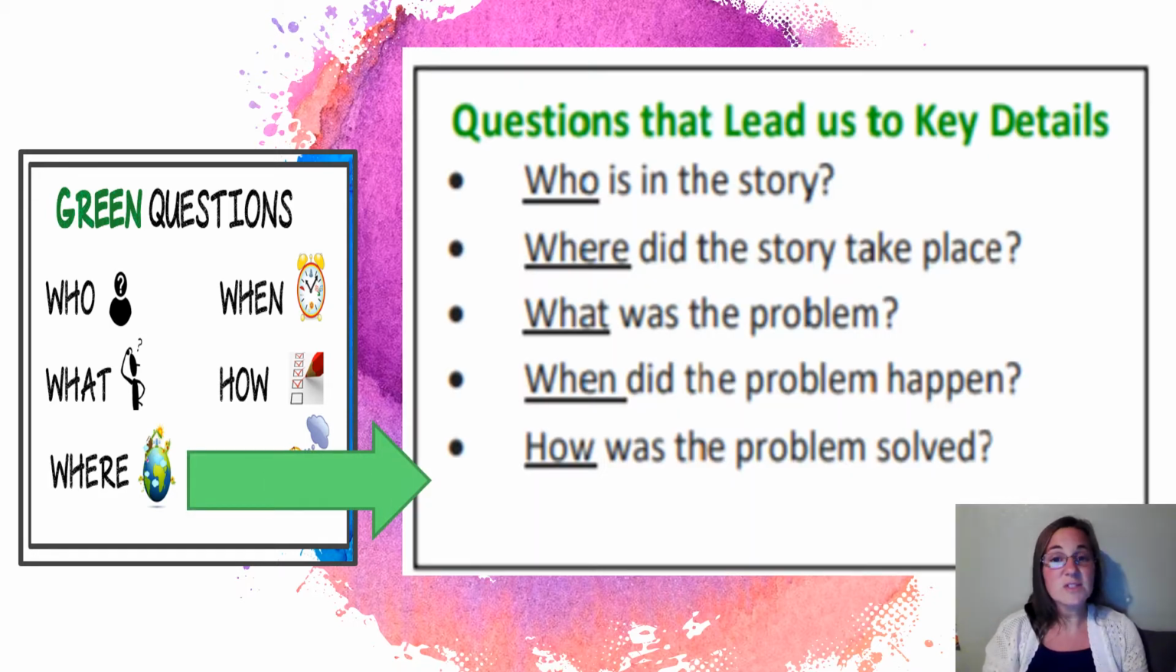Here is a list of the special kinds of green questions that lead us to the key details. Who is in the story? Where did the story take place? What was the problem? When did the problem happen? And how was the problem solved? Each of those questions is going to take us right to the key details in the text.